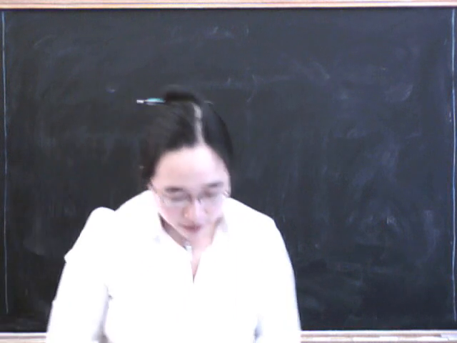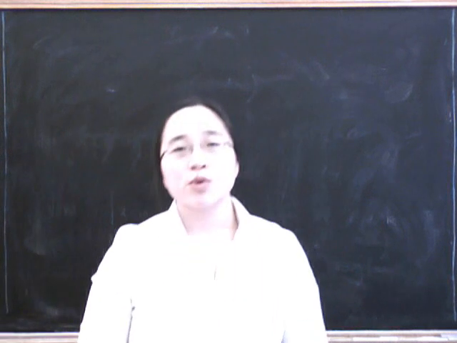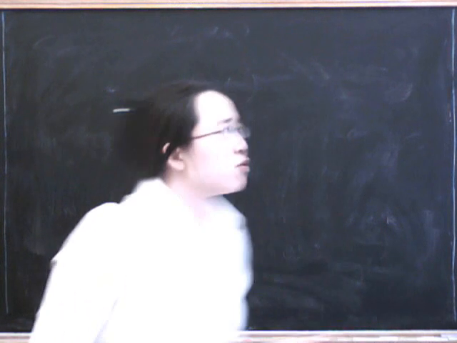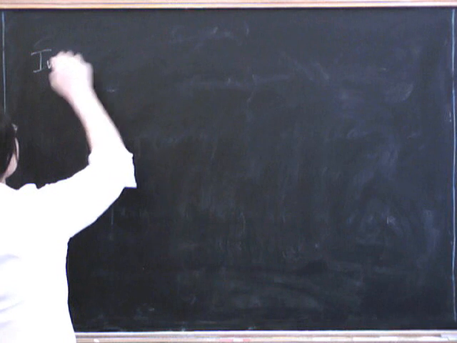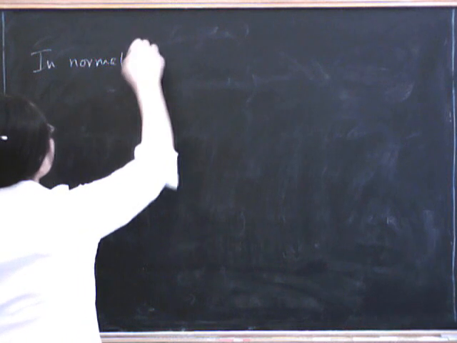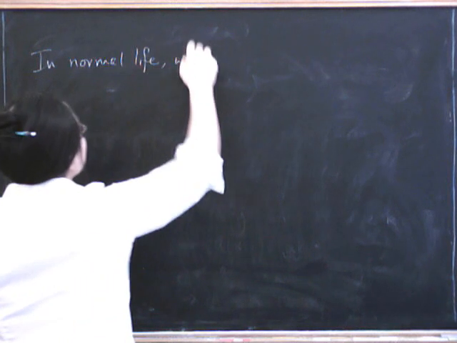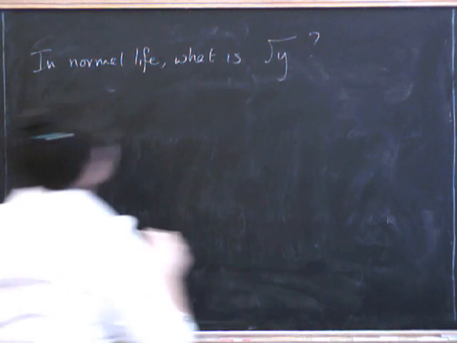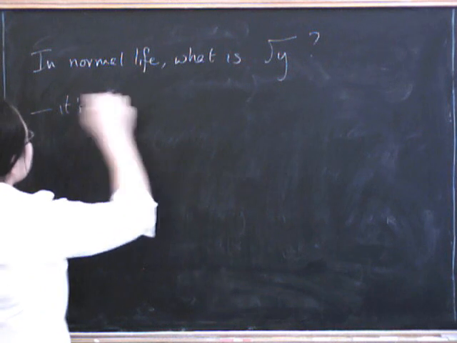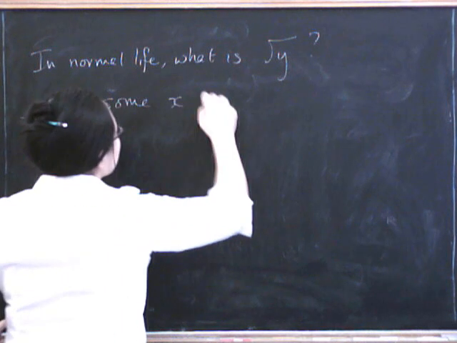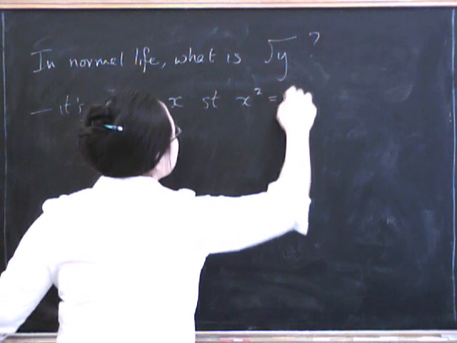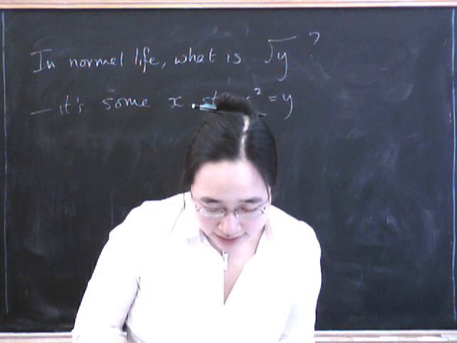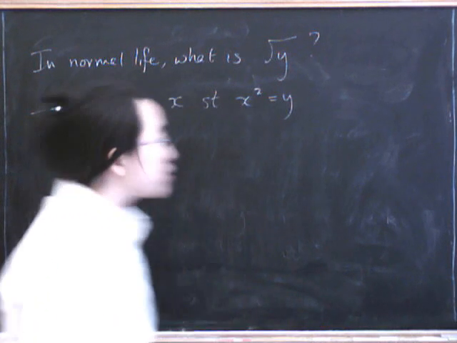So let's talk about the first part, which was square roots. Now, you might have been a bit surprised by this definition of square root, but what's a square root in normal life? What is the square root of y? Well, it's some number x, some x such that x squared is y. So that's what this definition of square root here is. x is said to be a square root of y when x squared equals y.